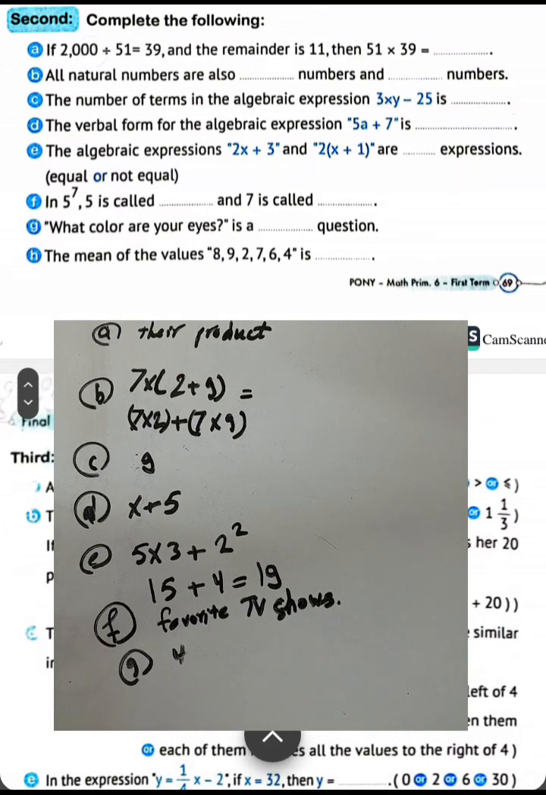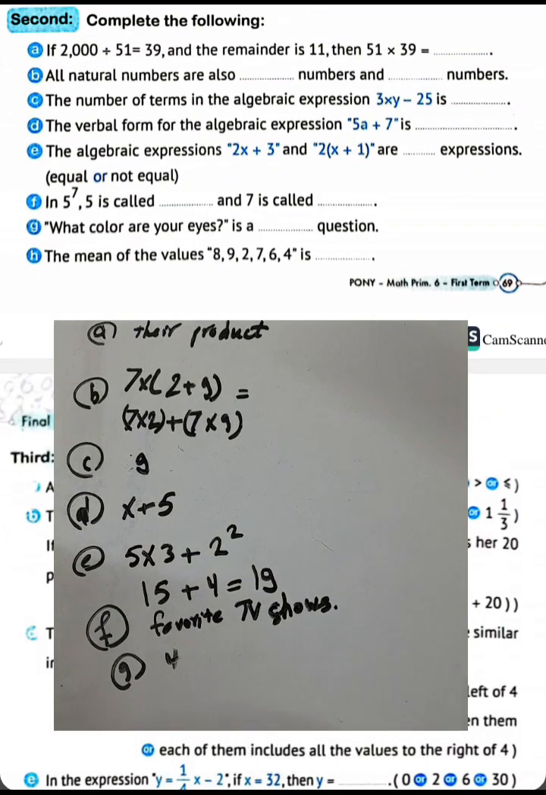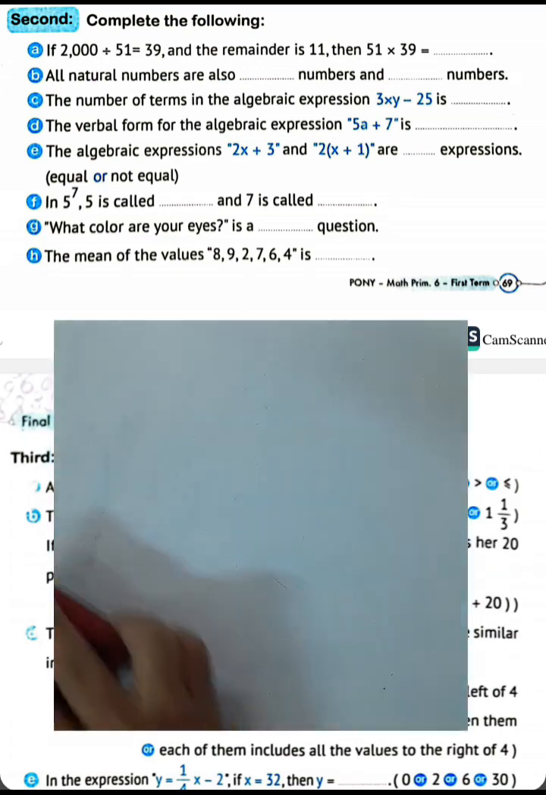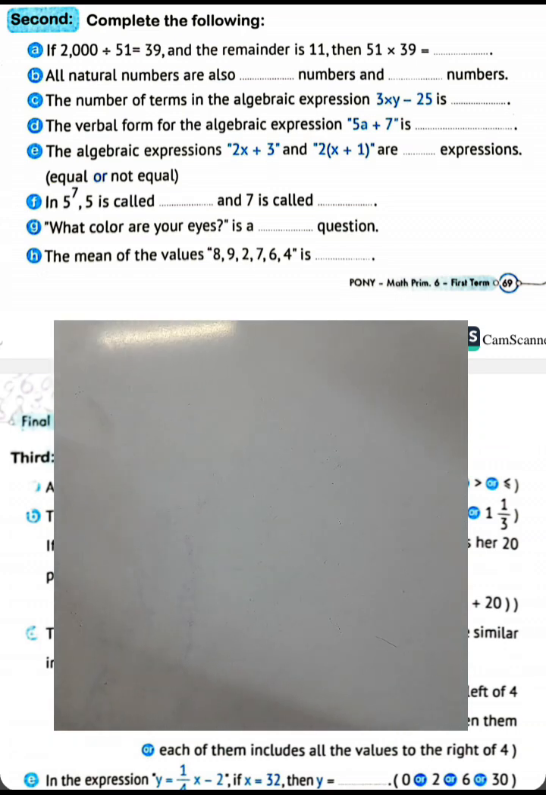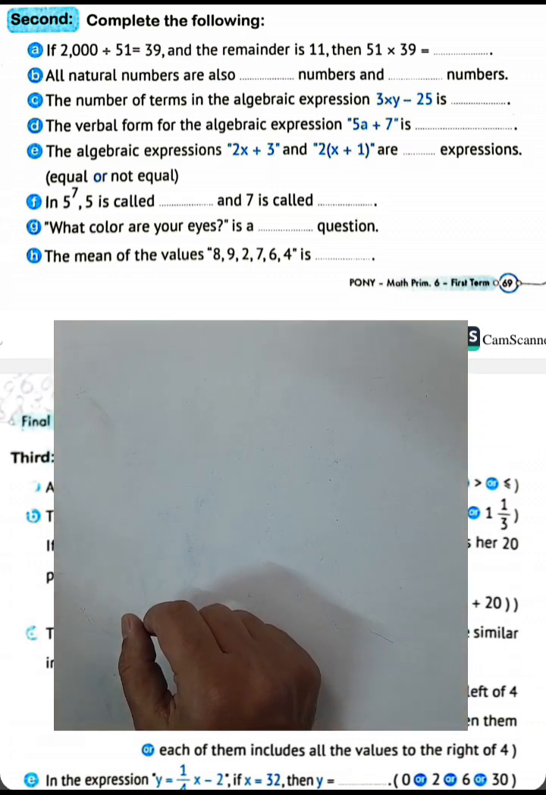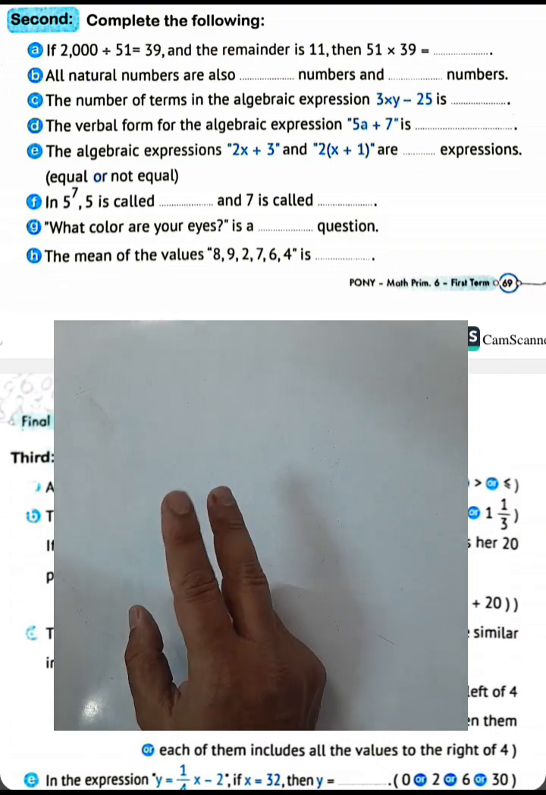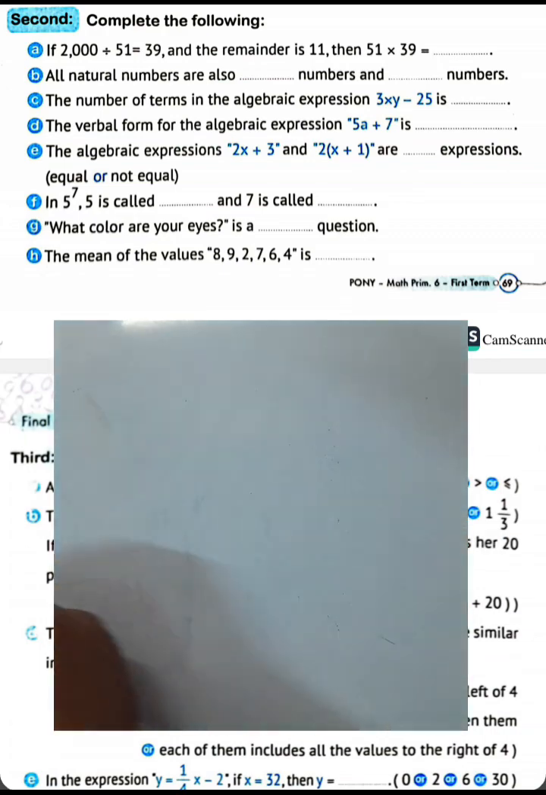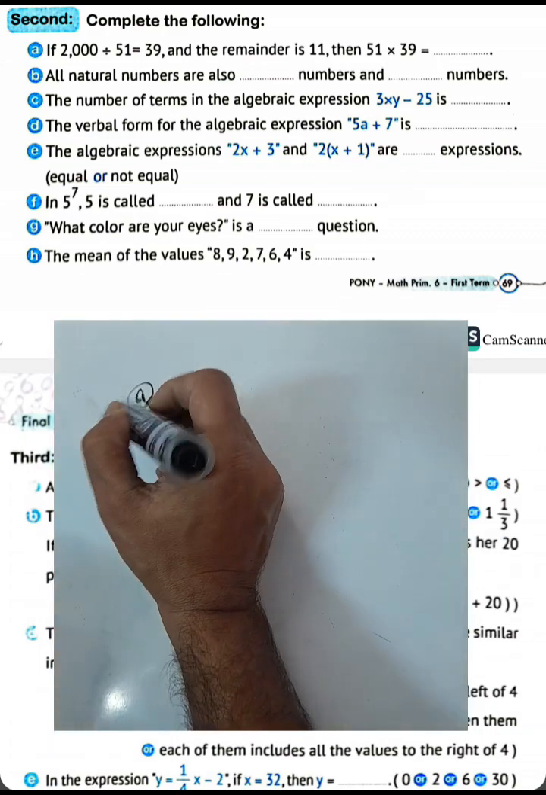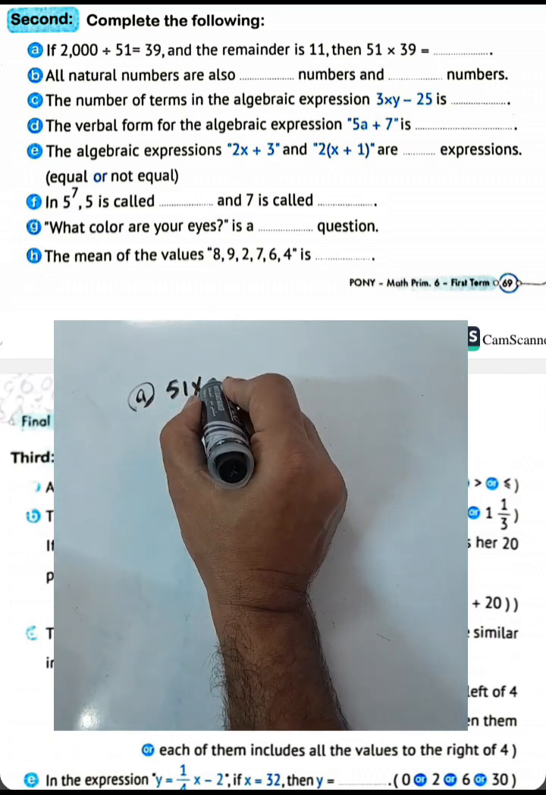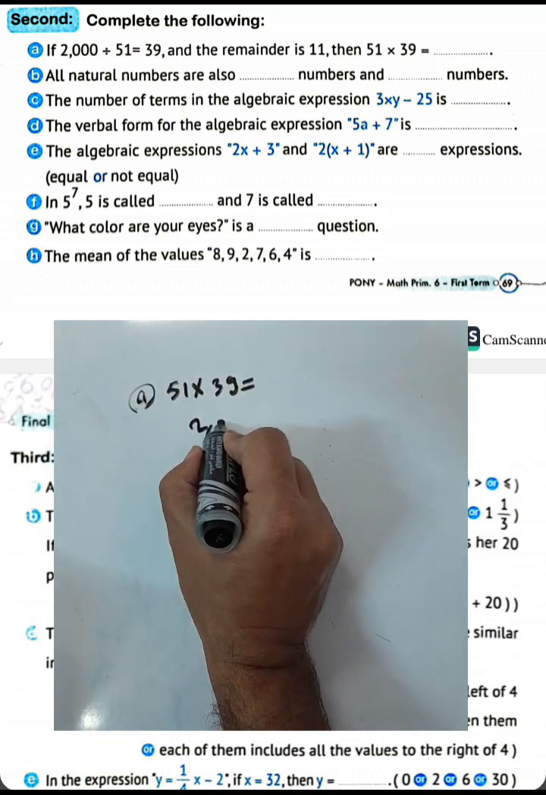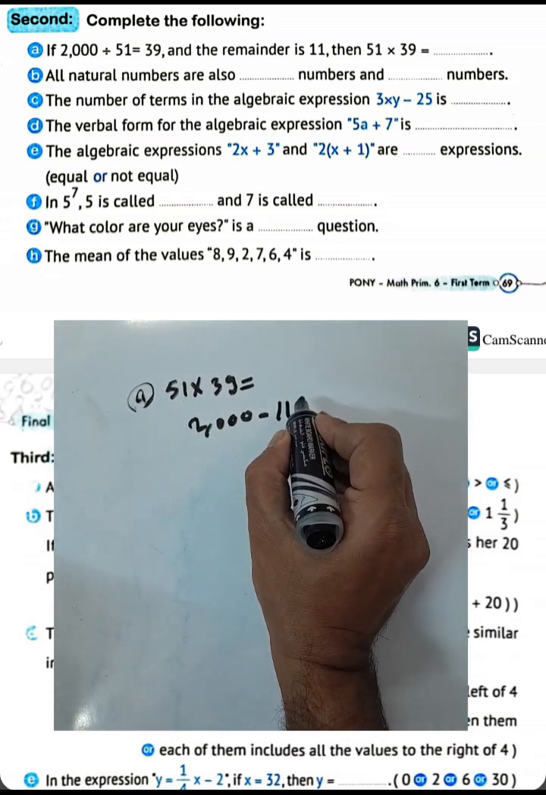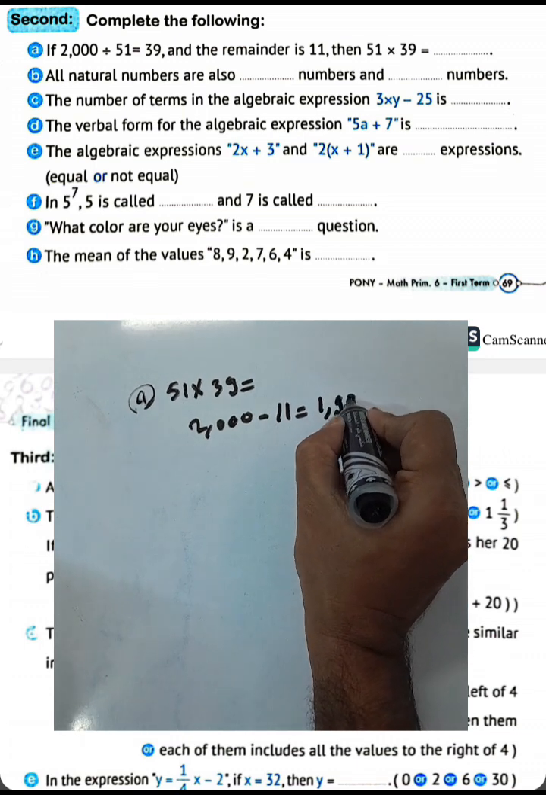Second, complete. If 2000 divided by 51 equals 39 and the remainder is 11, then what will 51 times 39 be? We can find the result by multiplying 51 by 39, or by subtracting 11 from 2000. So 51 times 39, we can write as 2000 subtract the remainder 11. The result will be 1989.